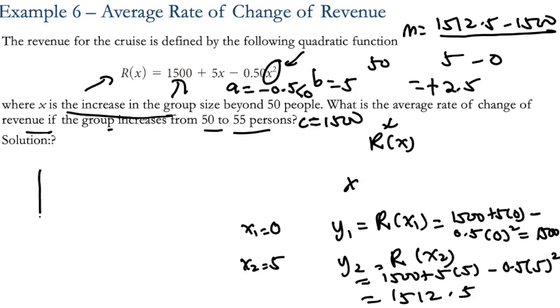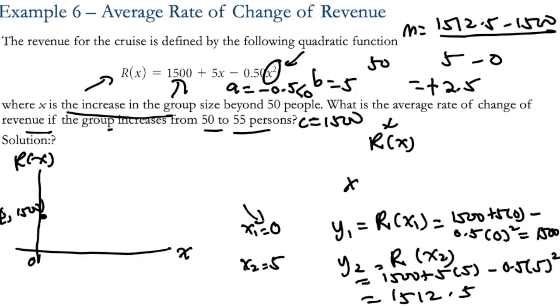Since a is minus 0.5, which is less than 0, we know that the vertex of revenue is a maximum point. So if we put it in the form of a graph, we have x here, we have revenue here. Then when we draw, you can see here the first coordinate is 0, 1,500. So 0, 1,500 is actually the vertical intercept, which we already found here. And then we have the vertex here.